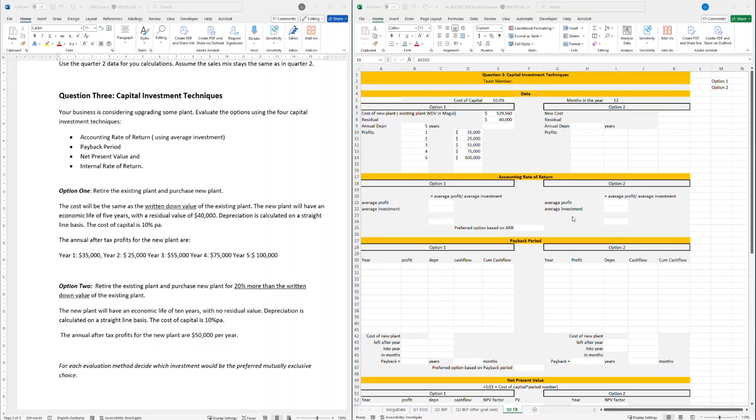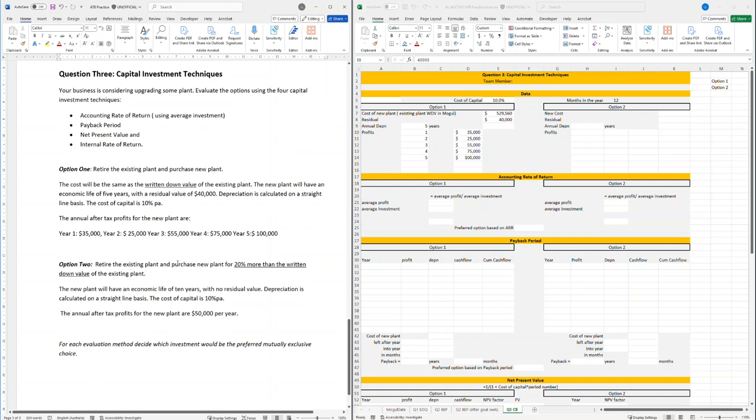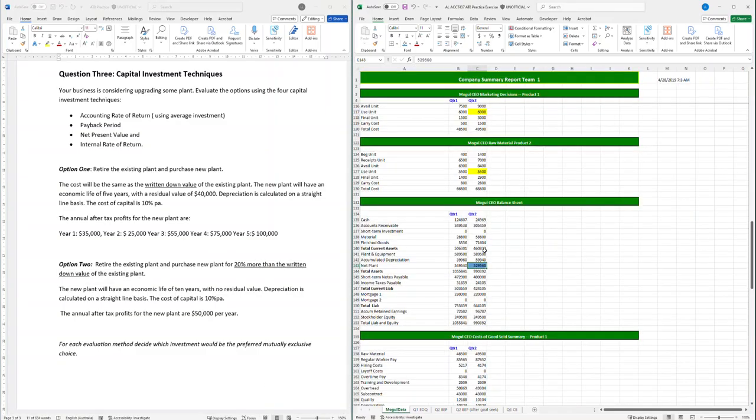So what's option 2? Let's have a look at the other one. Option 2. Retiring existing plant and purchase new plant, 20% more than the written down value of the existing plant. Okay. So the written down value after the plant itself is okay. So this one says the written down value, which is obviously the net plant, which is the plant and equipment written down, which is equals to 529560.